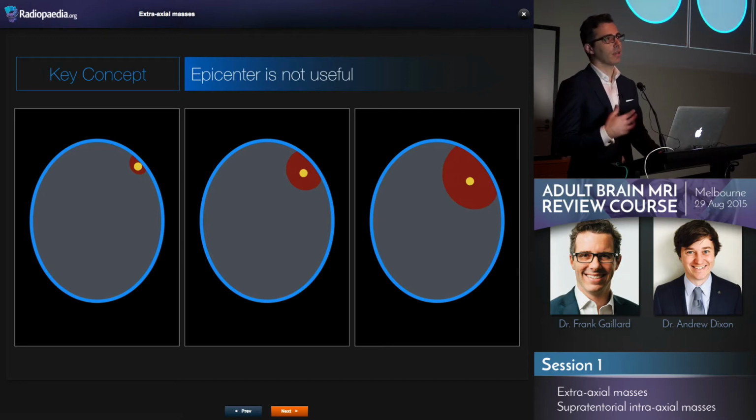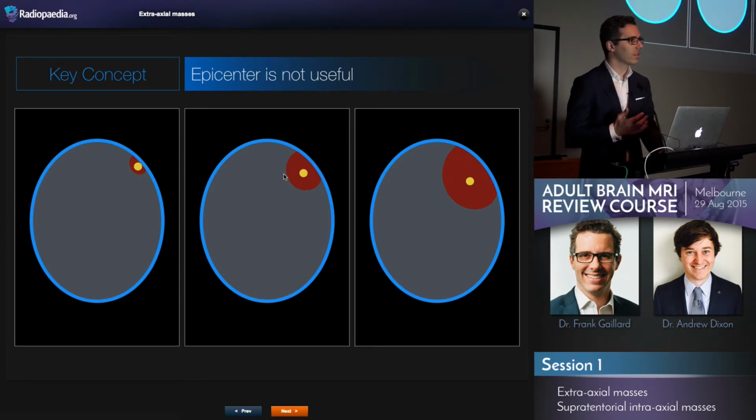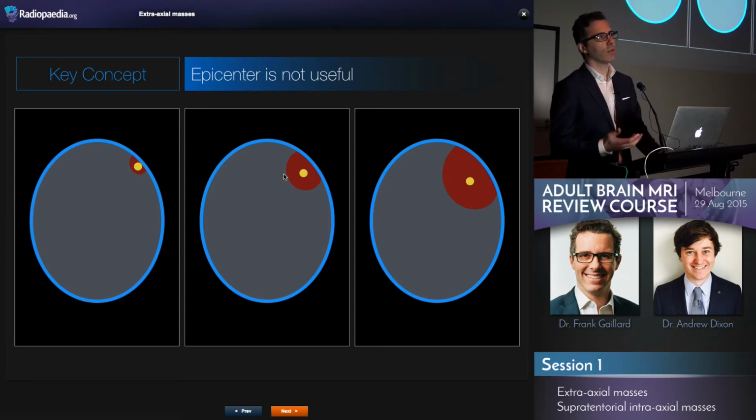So any mass that pushes against the bone, as it grows, the epicentre here in yellow will gradually displace centrally. So you can't judge the site of origin of intracranial tumours when they're large based on their epicentre, which is different to tumours in the rest of the body largely, where they grow spherically from the site that they originate.